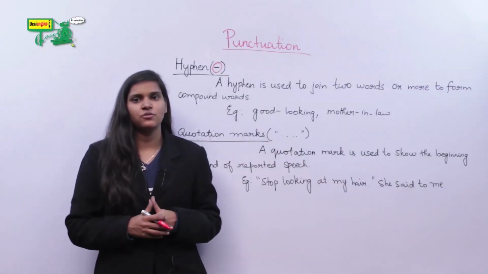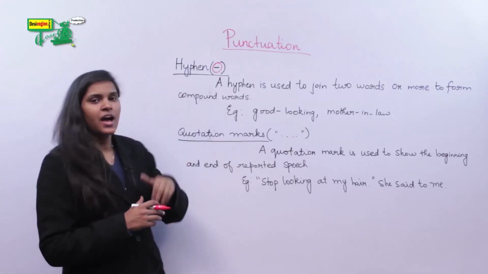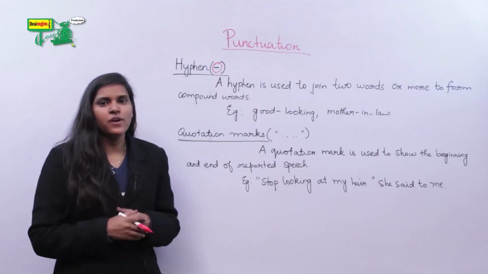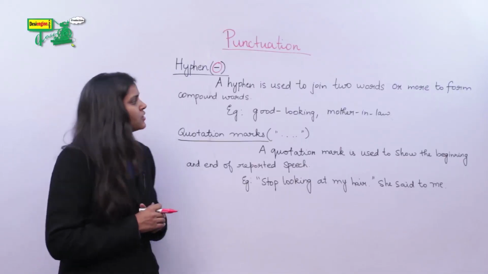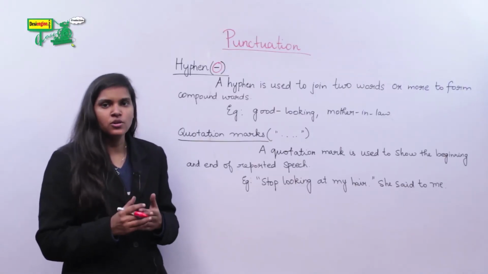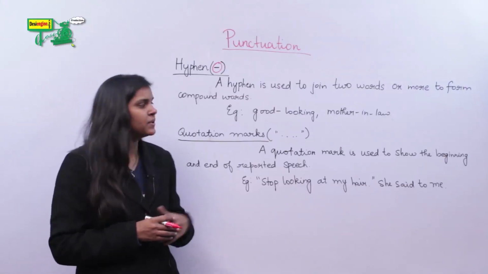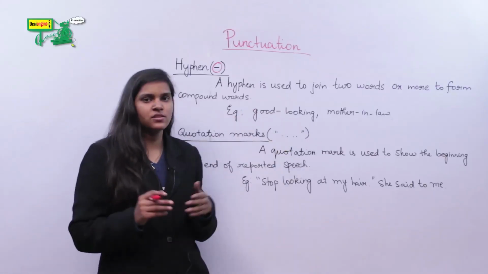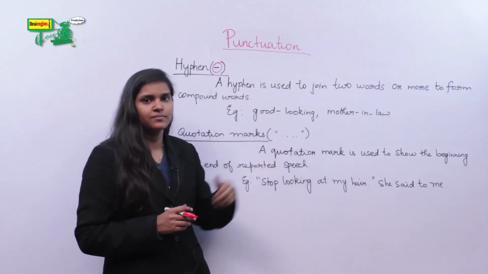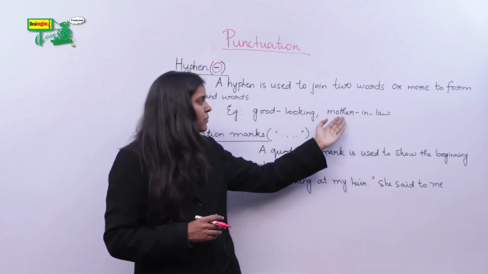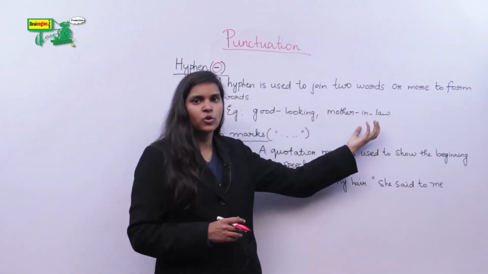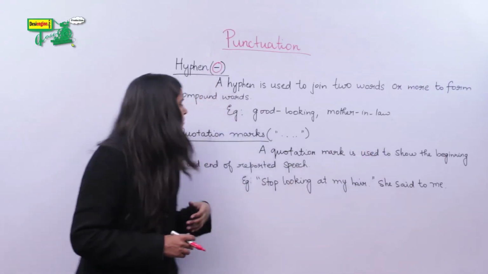Let's do the next kind of punctuation. It is hyphen. The symbol of a hyphen is as shown on the board. A hyphen is used to join two words or more to form a compound word. For example, good-looking. It joins the two words good and looking. Next word is mother-in-law. It joins the words mother, in and law to form the compound word mother-in-law.